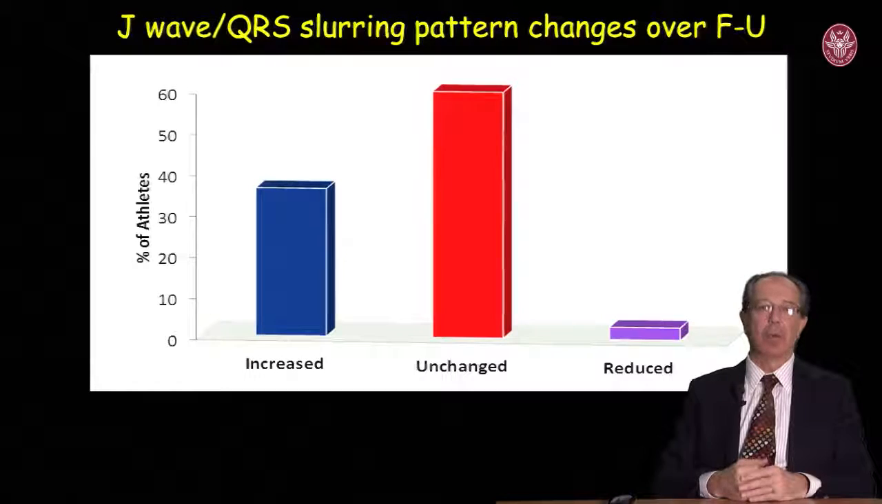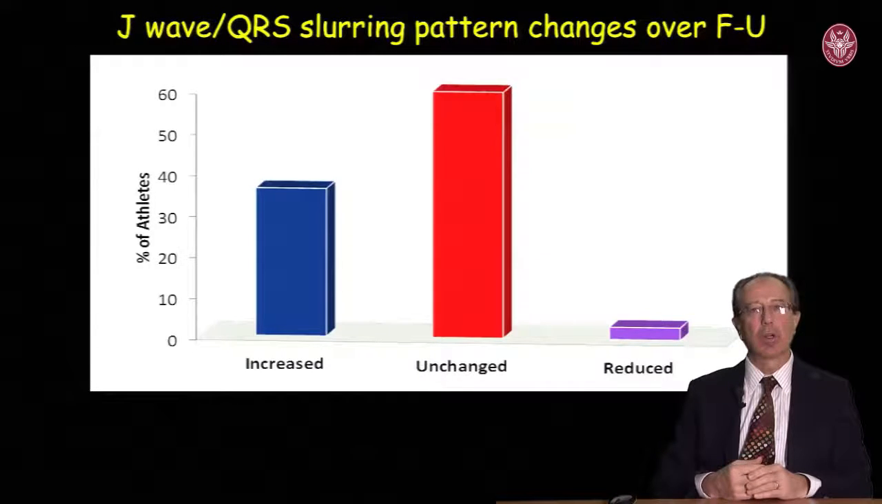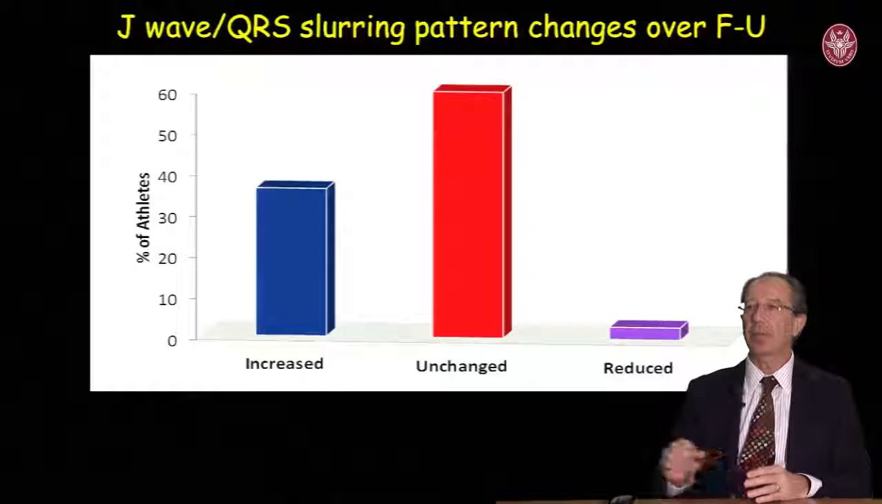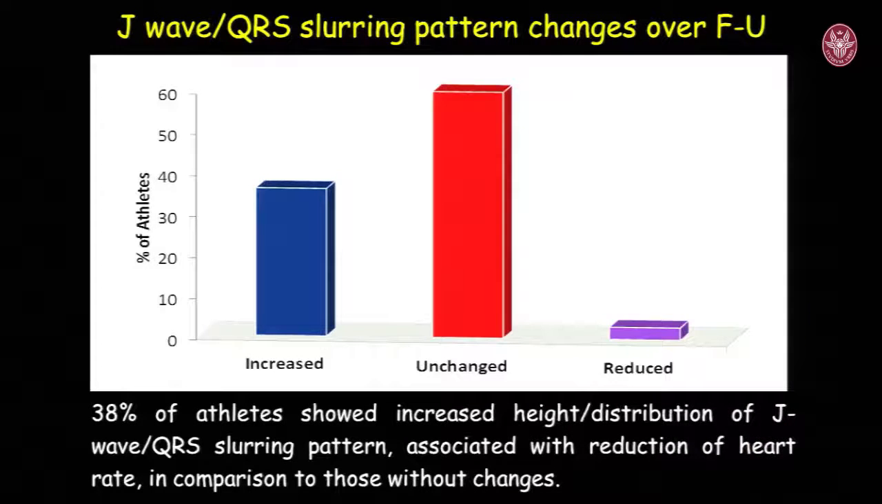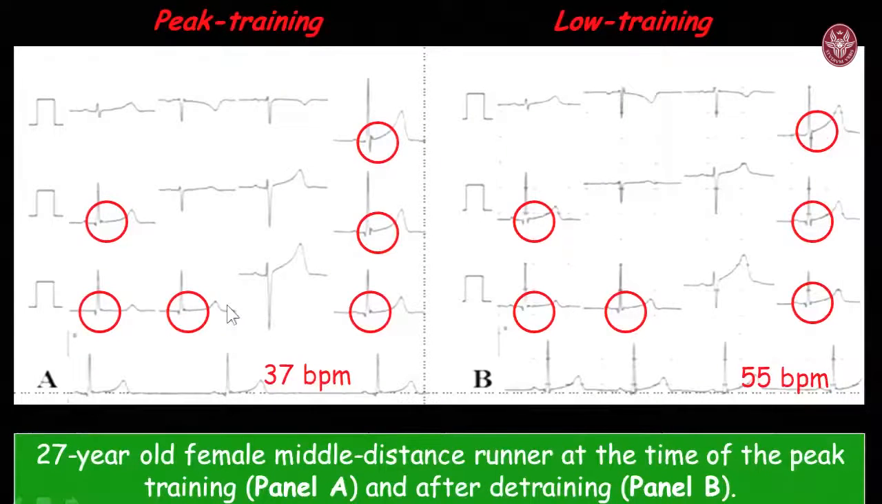What about the follow-up? There were certain changes that are worthy to be considered. For instance, there were a number of athletes in which the J-wave pattern changed during the follow-up. I want to show this particular example. About one-third showed changes. Please consider these athletes.